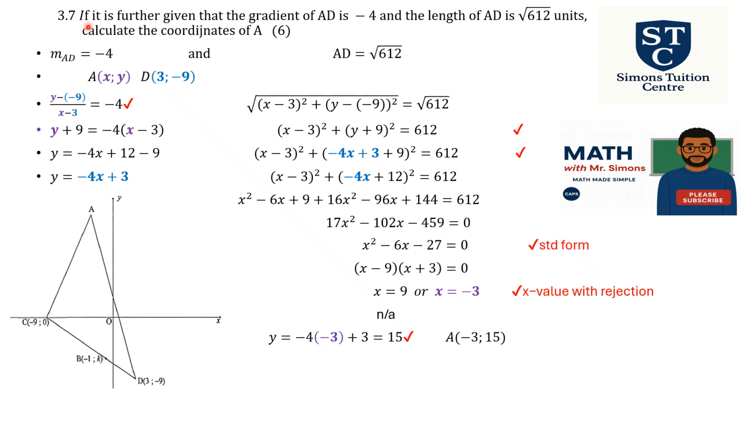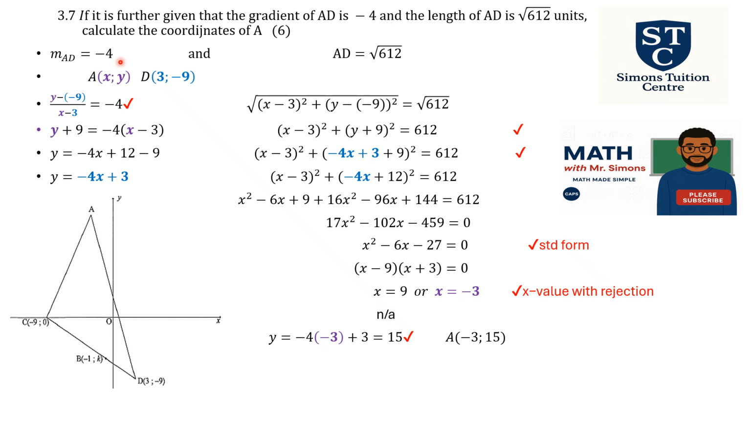3.7. If it's further given that the gradient of AD is -4 and the length of AD is √612, calculate the coordinates of A. So they've given us the gradient of AD and the length of AD, so it's the same line. Therefore, we're going to use simultaneous equations to solve.